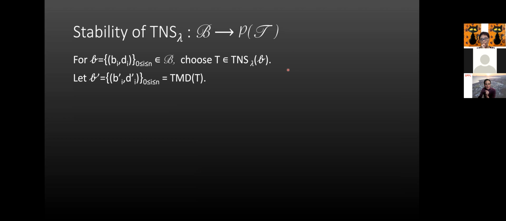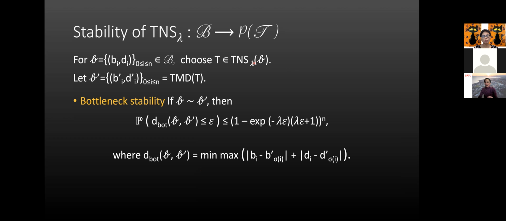And then I take this tree and I compute its TMD. So it's like I apply TNS to this tree. So I start with a barcode, build a tree from it, and then take the barcode of that. And your question is, how far is that from the original one you started with?